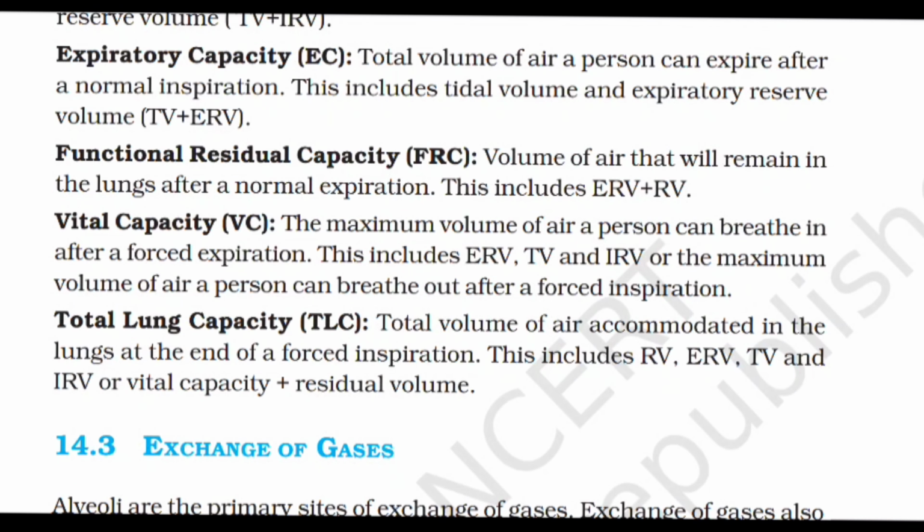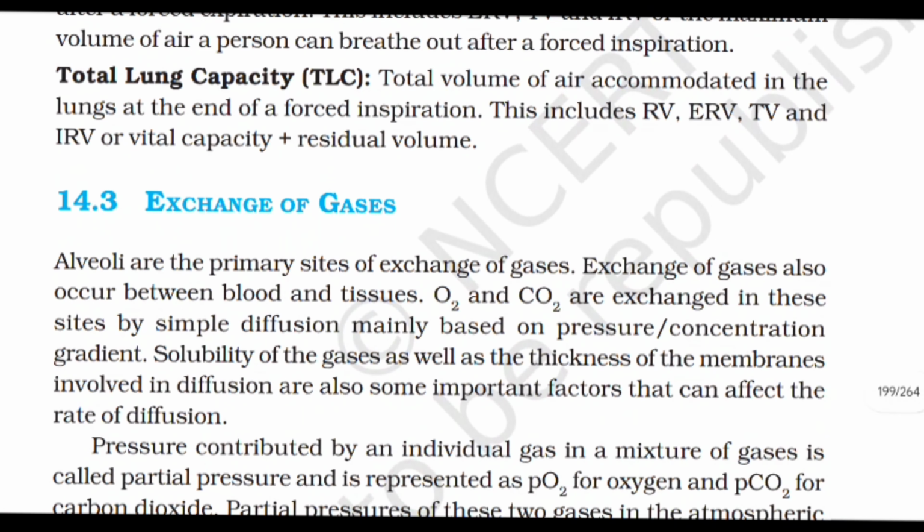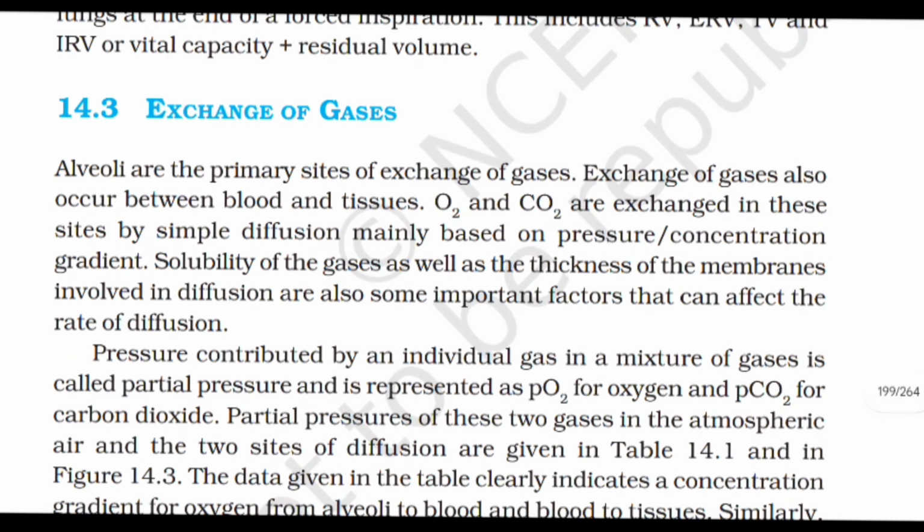Exchange of gases. Alveoli are the primary sites of exchange of gases. Exchange of gases also occurs between blood and tissues. O2 and CO2 are exchanged in these sites by simple diffusion, mainly based on pressure/concentration gradient. Solubility of the gases as well as thickness of the membranes involved in diffusion are also some important factors that can affect the rate of diffusion.